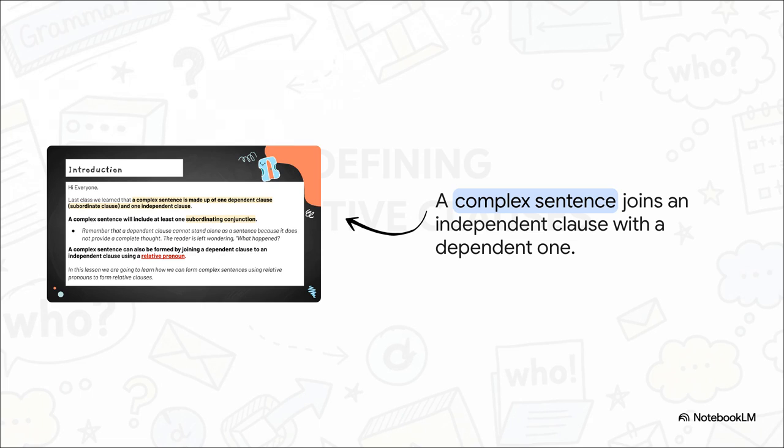Don't let the name scare you. It's actually pretty simple. All it is, you take an independent clause. That's just a fancy way of saying a complete thought that can stand on its own as a sentence. And you join it with a dependent clause, which is a piece of info that can't stand on its own. You stick them together, and boom, you get a much richer, more detailed sentence.